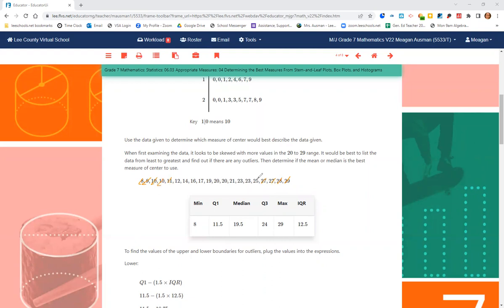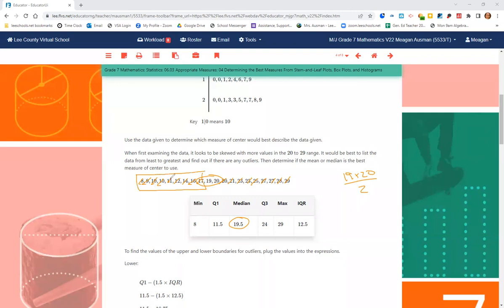Let's see if you remember what we do when we have two numbers stuck in the middle. So we have 19 and 20, both are our middle numbers. We don't have an odd set of numbers here. We have an even set of numbers. So we're going to add 19 plus 20 and divide it by 2, which gives us 19.5.